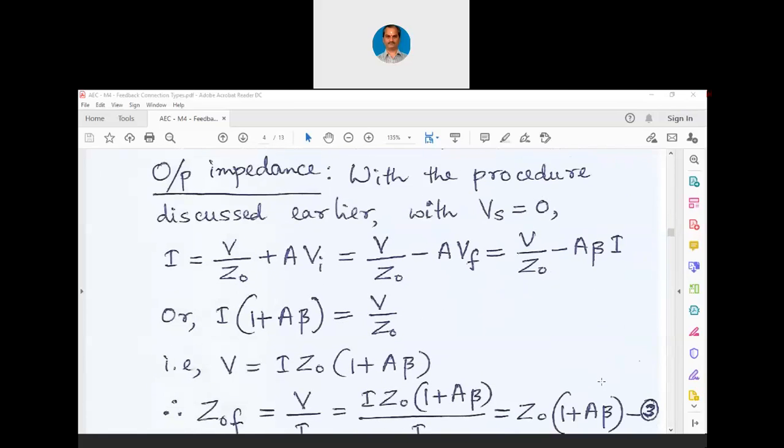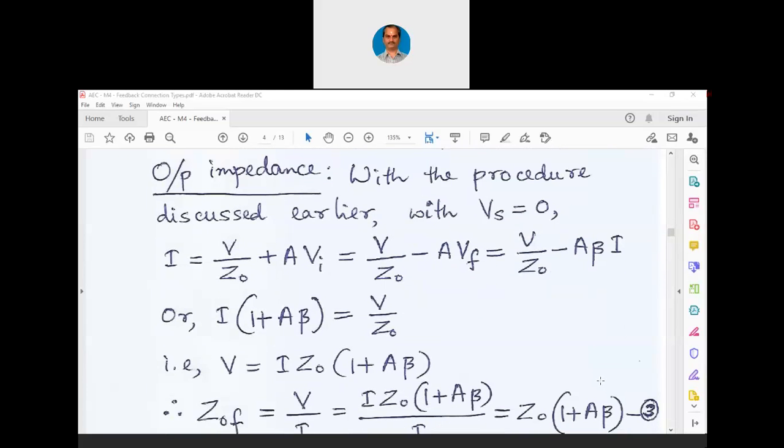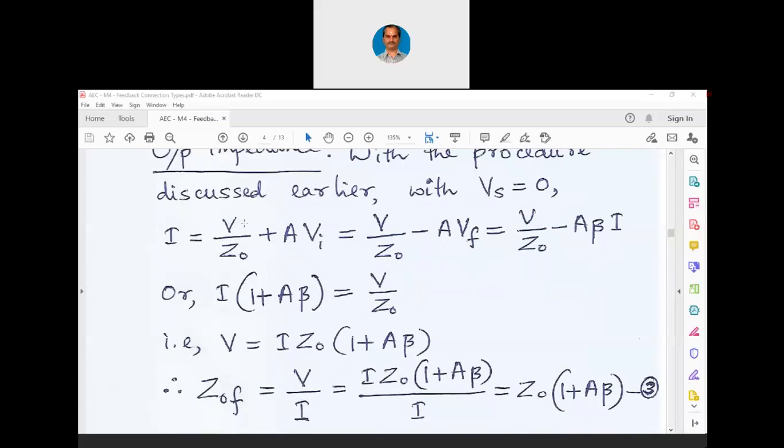Proceeding for the derivation of the output impedance. Now with the procedure discussed earlier, we have to make the voltage source as 0, right? At the input we have to make the voltage source as 0. Then we have I is equal to V by Z0 plus A into Vi. You will have to recall that particular diagram where Vs is shorted. I is equal to V by Z0 plus A into Vi is equal to V by Z0 minus A into Vf, because Vi is nothing but minus of Vf because of the shorting of the voltage source at the input.